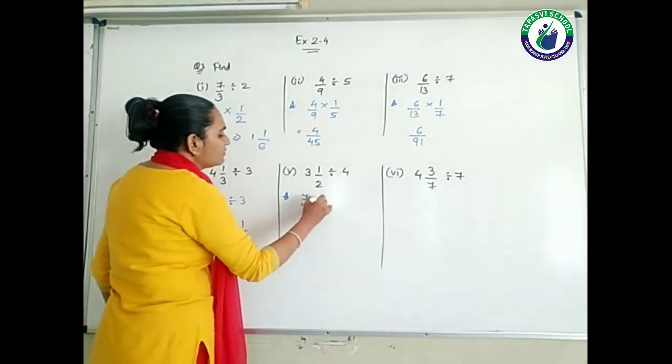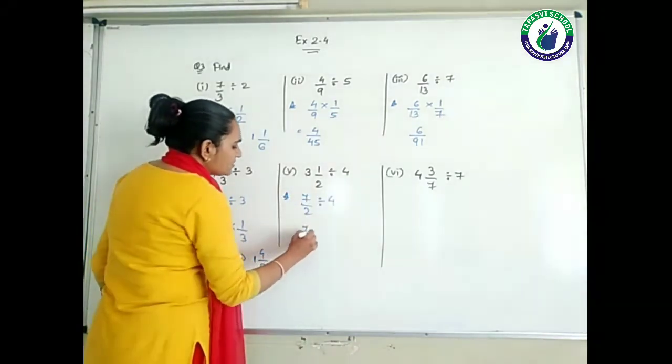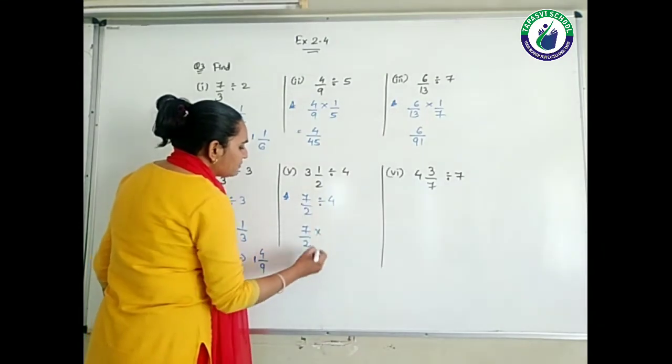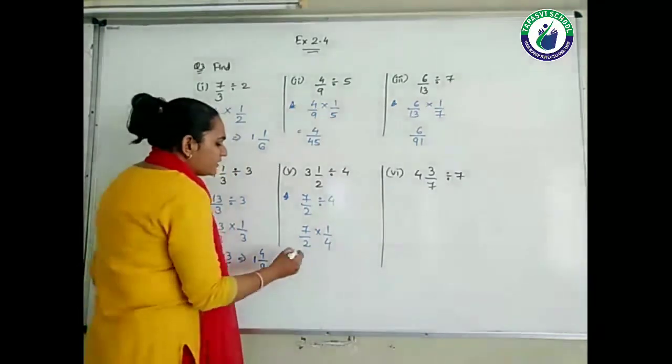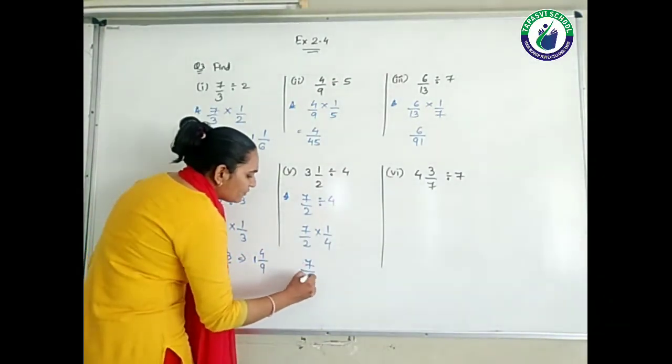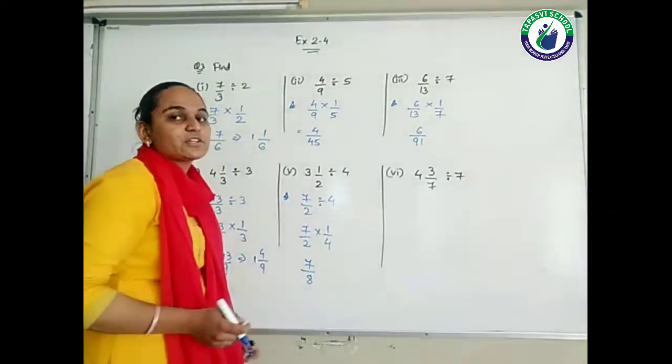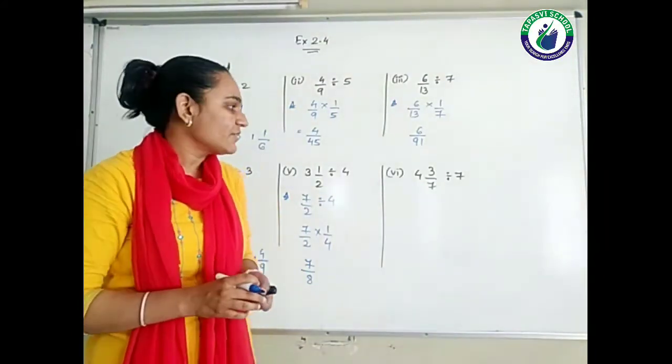Next question, 3 twos are 6 plus 1. So 7 by 2 divided by 4. So 7 by 2, division sign convert into multiplication sign, and we'll do the reciprocal of 4. So 1 by 4, right? 7 ones are 7 and 2 fours are 8. This is a proper fraction, so there is no need to convert it into mixed fraction.